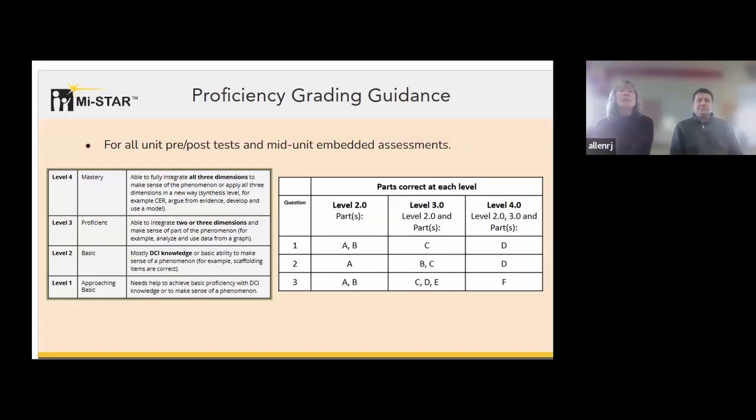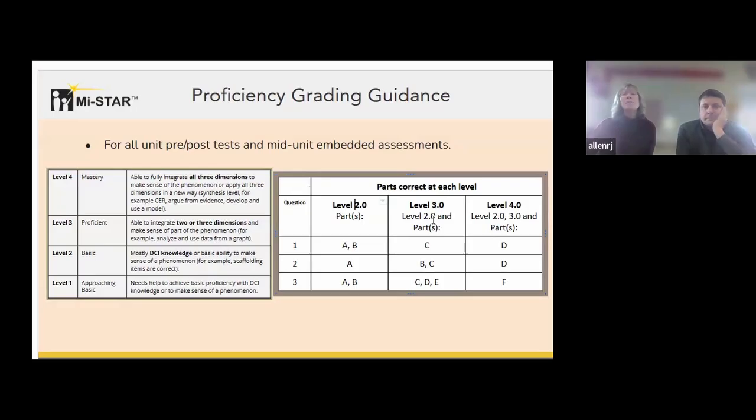So if you look at a pre-post test, you're going to get grading guidance that looks like the second table, where we have for each question 1, 2, and 3, we have, in our opinion, as we wrote the assessments, what we thought would be evidence for each level. So for question 1, in order to be level 2, we think they should get A and B correct. Those were probably multiple choice questions in that case. Level 3 would be A, B, and C. Level 4, they would have to get D correct as well. And so that allows you to give a grade for each one of the questions if you'd like to.